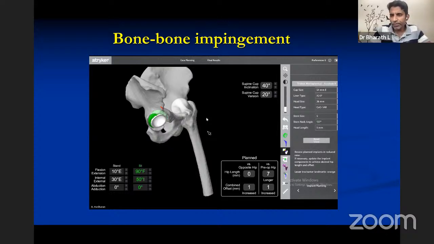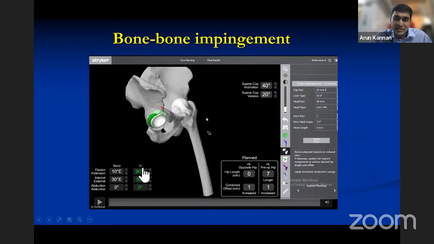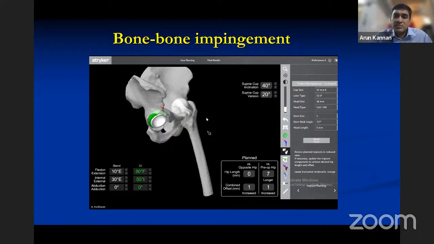Excellent point, Bharath. The software does take into account the spinopelvic motion in sitting and standing. I have not shown it here, but we have to feed it, and that's why it takes different values for stand and sit. In stand, the sacral slope is fed, and in sitting also the sacral slope is fed. So it does take into account, as much as realistically possible, the spinopelvic motion from sitting to standing.